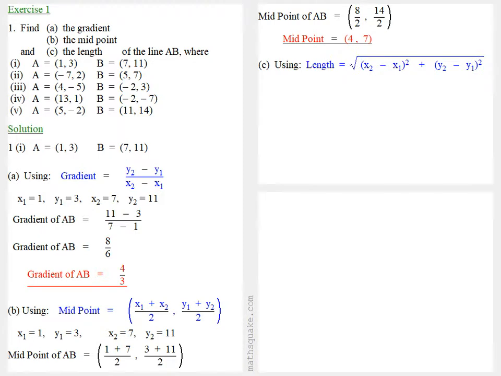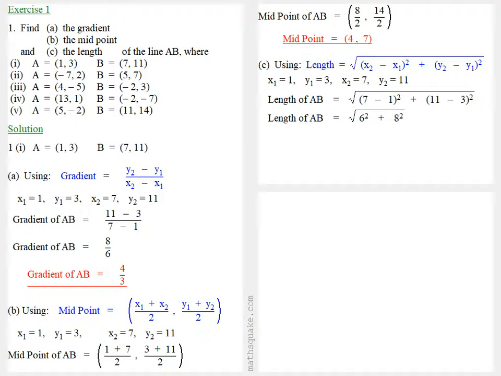In part C, to find the length of the line, we use the formula the square root of x2 minus x1 squared plus y2 minus y1 squared. And using the same values, we have the length of AB is equal to the square root of 7 minus 1 squared plus 11 minus 3 squared. Which is the square root of 6 squared plus 8 squared, or the square root of 36 plus 64, which is the square root of 100, and so the length of AB is 10.